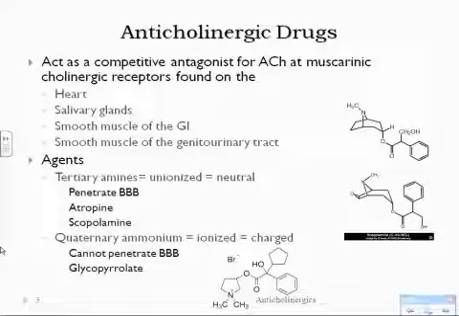Atropine and scopolamine are, as a consequence, tertiary amines and are able to penetrate the blood-brain barrier, and that's what limits their usage. That's what makes them poisons. The quaternary ammonium, on the other hand, is ionized, which is an ammonium that has four different bonds to it. As a consequence, it becomes a positively charged molecule and is less likely to penetrate the blood-brain barrier.